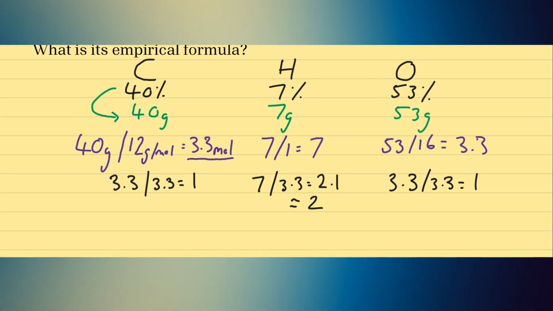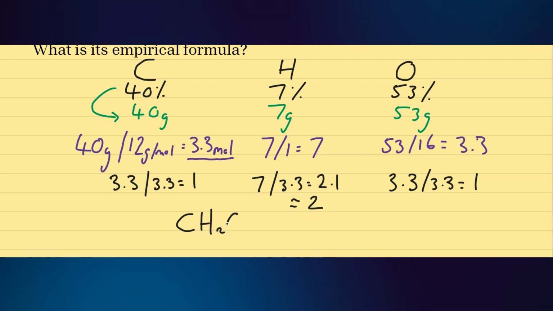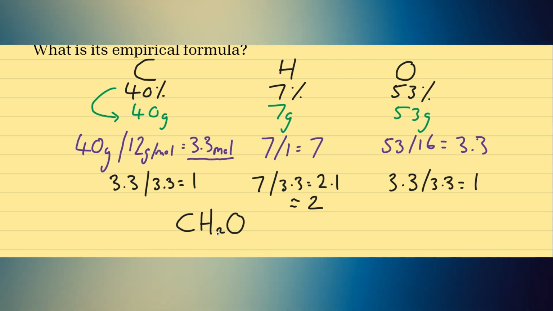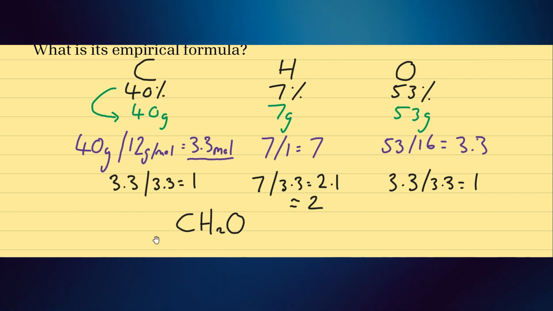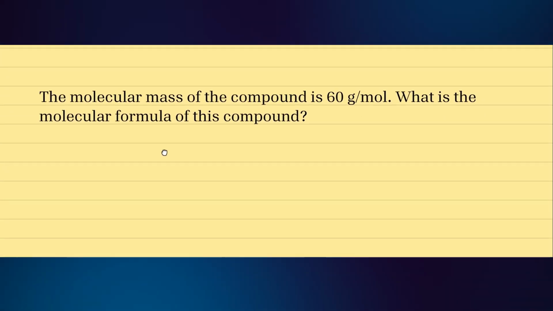Overall, this means that I have an empirical formula of carbon, 2 hydrogens, and 1 oxygen, CH2O, and that would be my final answer of the empirical formula. Now, sometimes there's an extension question.